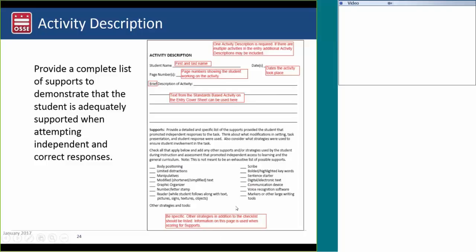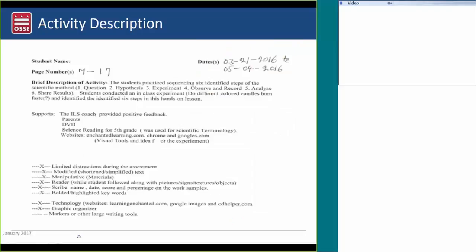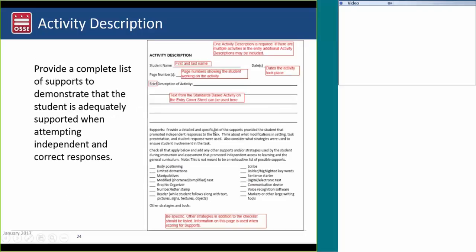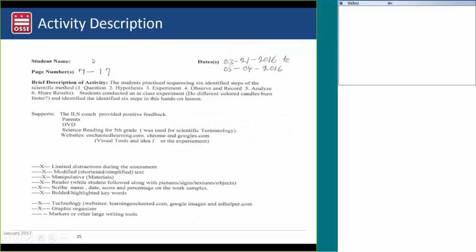Here are the frequently used ones that are already given to you. You're welcome to check these off, but if other things are used, include them. Here's an example. It's not exactly in the same order as this page, but everything is here. So the student name, the dates, page numbers, and a brief description of the activity.